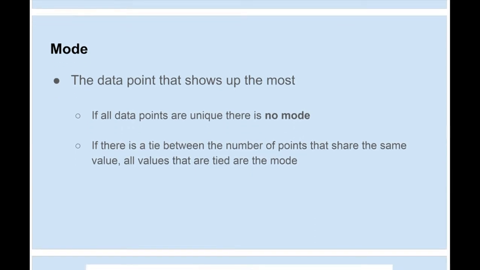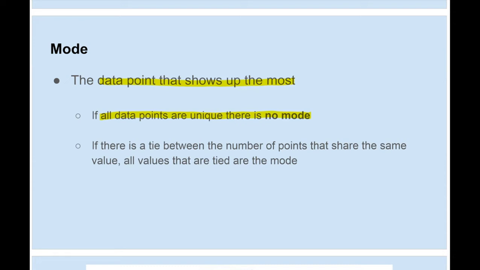The mode is the data point that shows up the most, so the number that occurs most frequently. Now, there are a couple of situations that you could have. If all data points are unique, then you would say that there is no mode. You wouldn't say the mode is 0, because that would imply that the number 0 occurs the most. So if all data points are unique, or there's not one number that occurs more than the others, you would just say no mode.